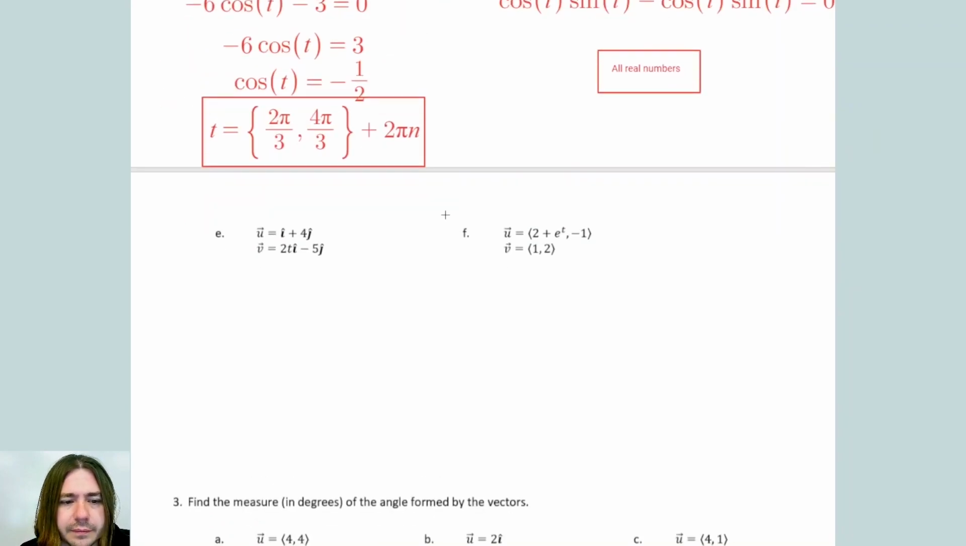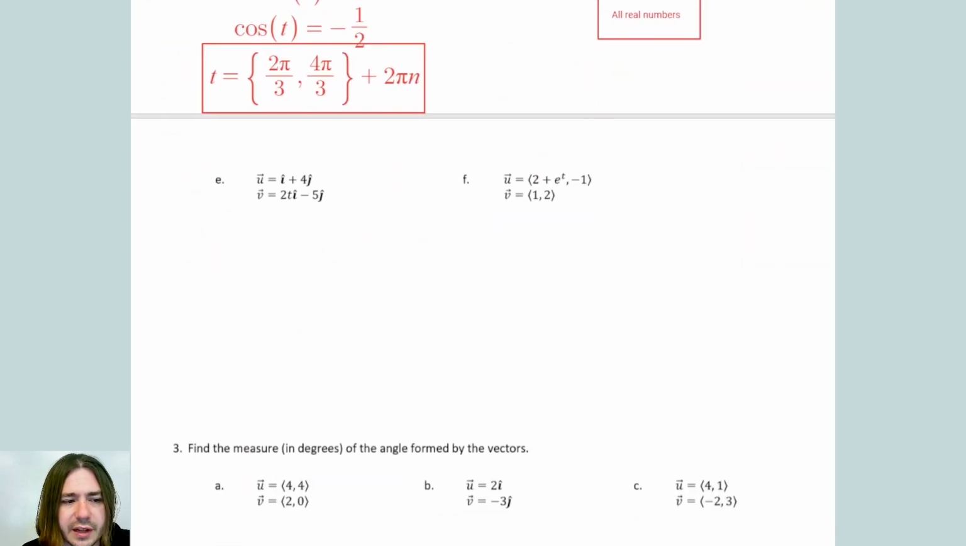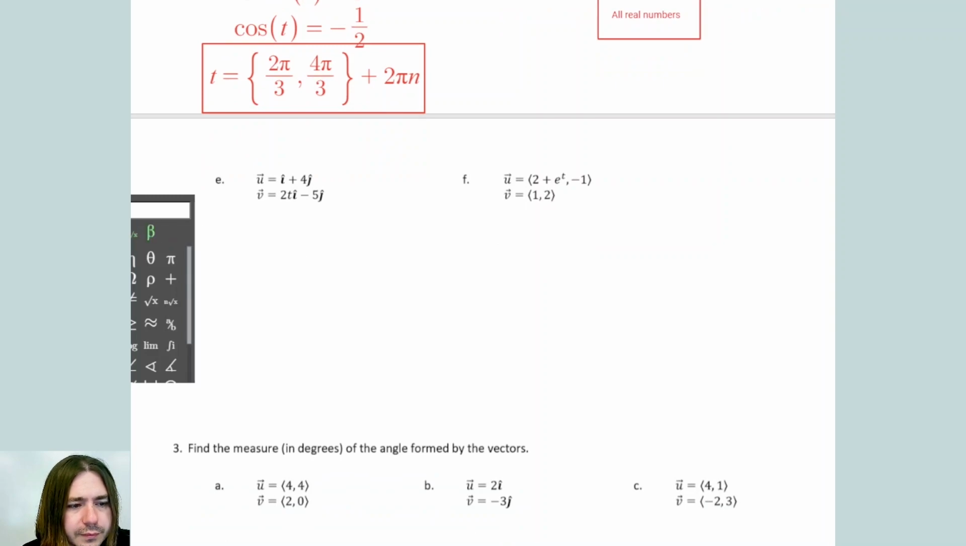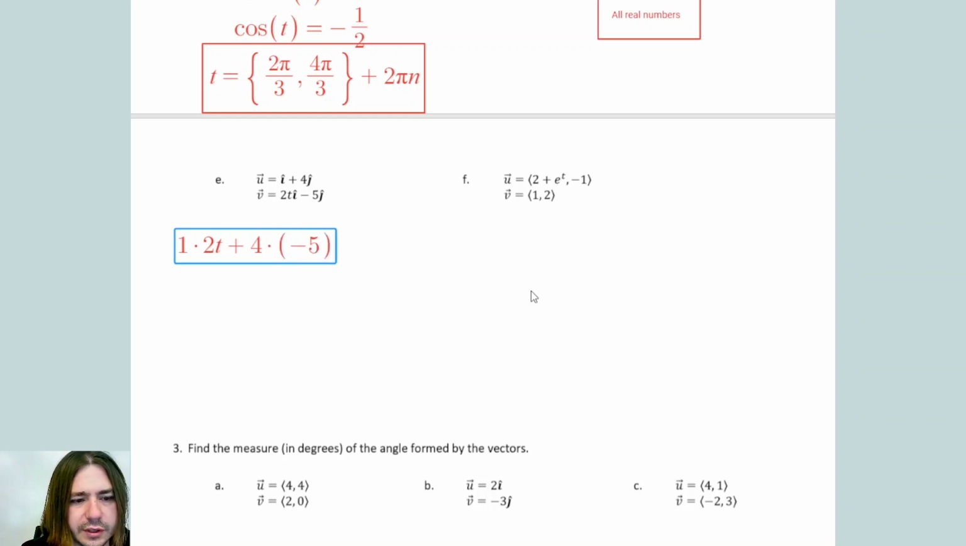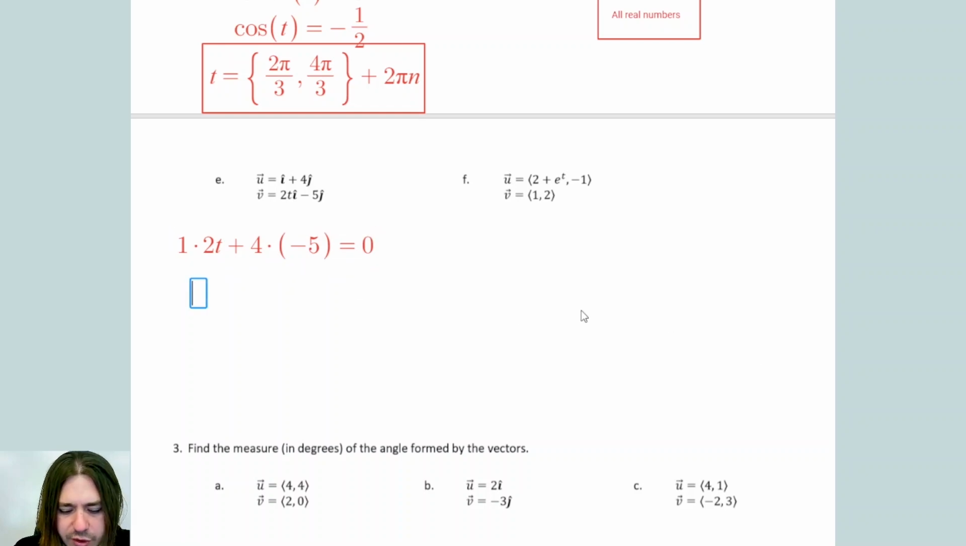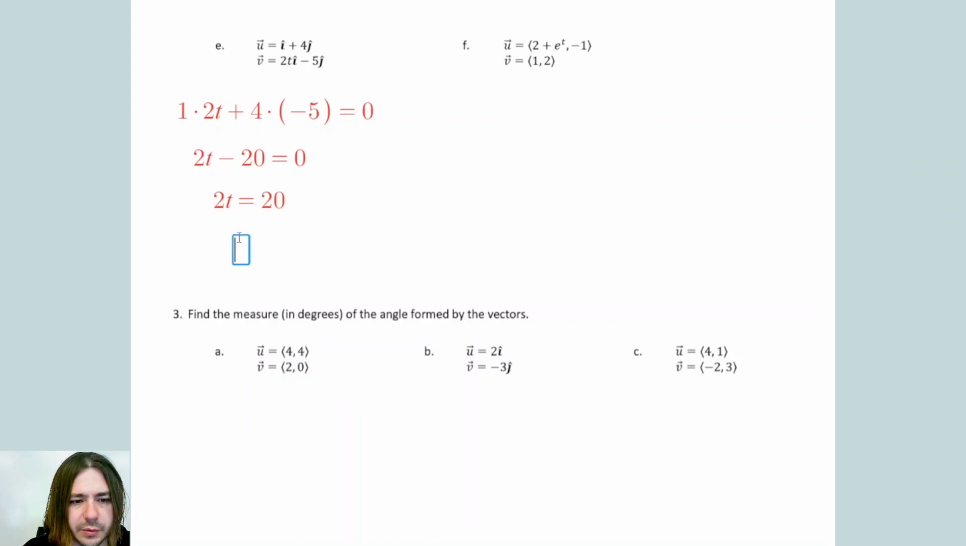All right, let's take a look at E. E and F looks like it's just an extension here, so we're going to set up similar equations. So for E, we've got 1 times 2t plus 4 times negative 5 equals 0. So after we simplify a little bit, we get 2t minus 20 equals 0. And then, adding 20, we get 2t equals 20. And then dividing both sides by 2, we get t equals 10.